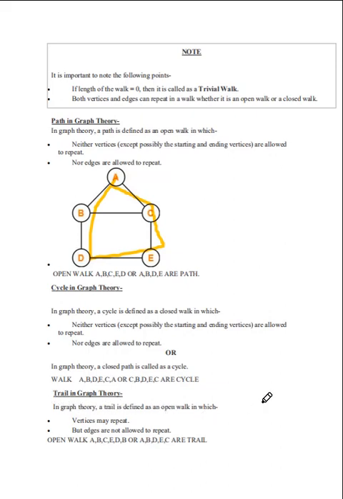We call it a trail. Now, a trail is an open walk where vertices may repeat, but edges are not allowed to repeat. You have to understand this. You have to remember this. Better than understanding, you have to remember this. Now, here I have given you an example of A, B, C, E, D. What happened here?